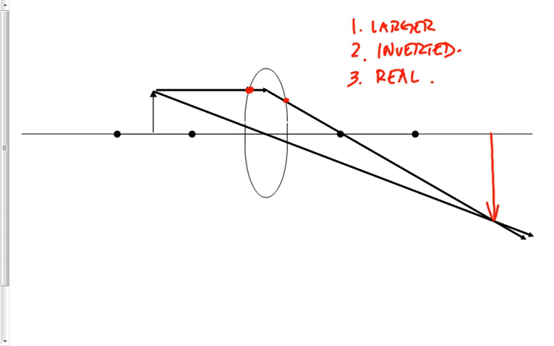Does that make sense? Bottom line is we want our object to always be upside down because we want our image to be right side up. Clearly, it's a bigger image. And it's real because it's being projected onto a screen.